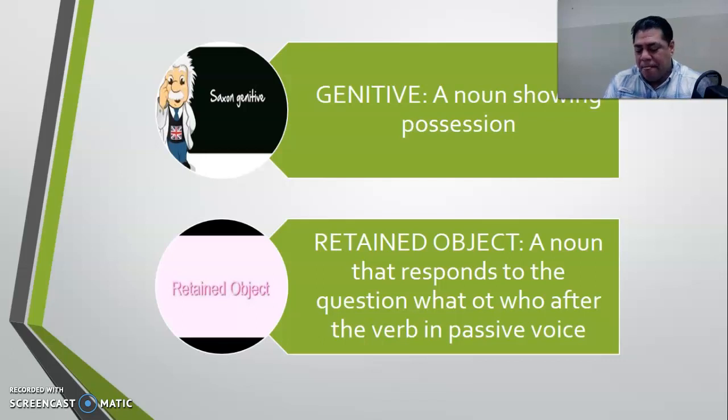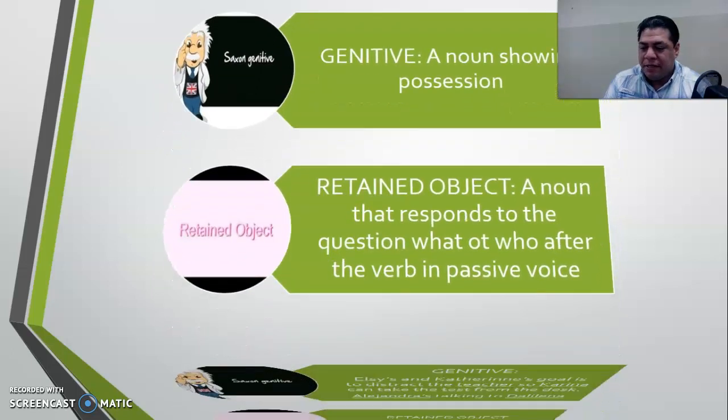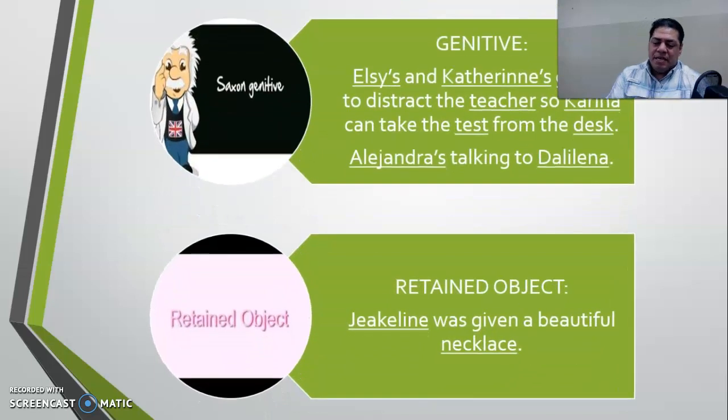Now, let's see the examples of genitives and retained objects. Now, Elsie's and Catherine's goal is to distract the teacher so Karina can take the test from the desk. Now remember, these examples are only to have some fun. They don't mean anything, of course. They haven't taken anything from me. It's just examples, okay? Just to poke a little fun at you guys.